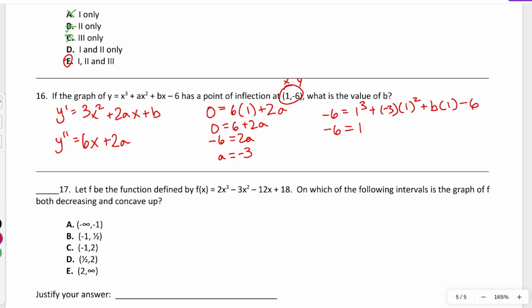So -6 equals 1 minus 3 plus b minus 6. Okay, 1 minus 3 is -2, minus 6 is -8. So -6 equals -8 plus b. And if I add 8 to both sides, I get b equals 2.